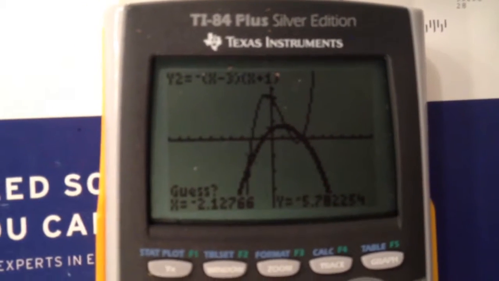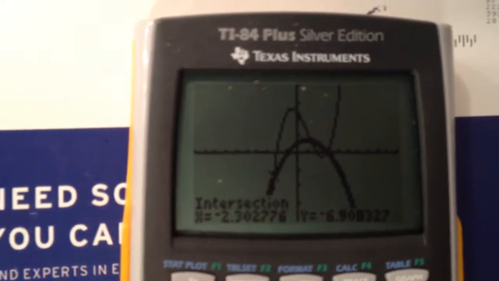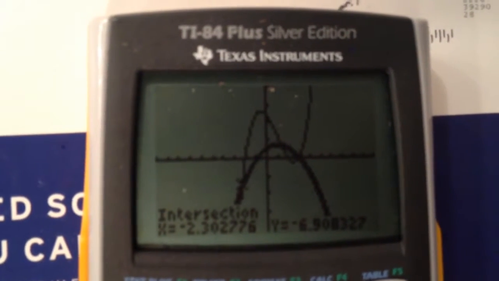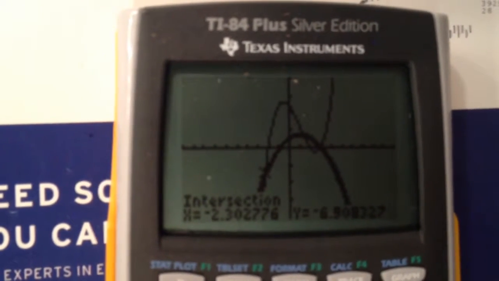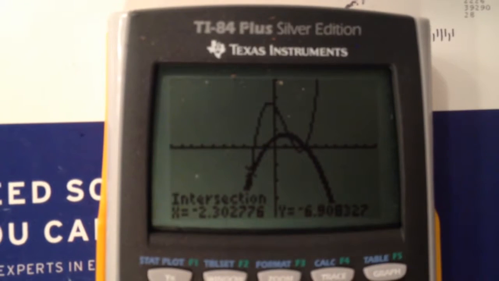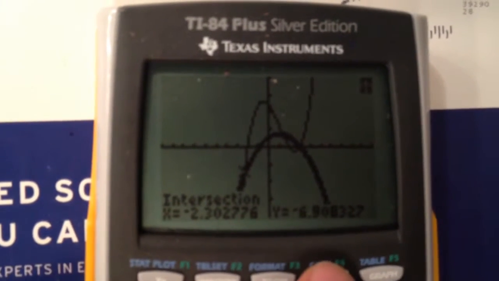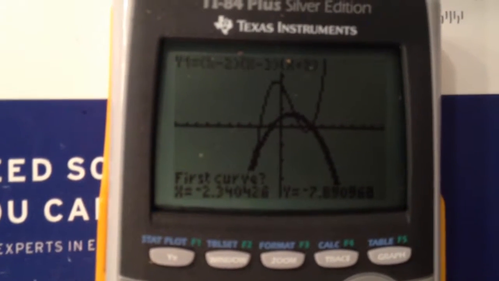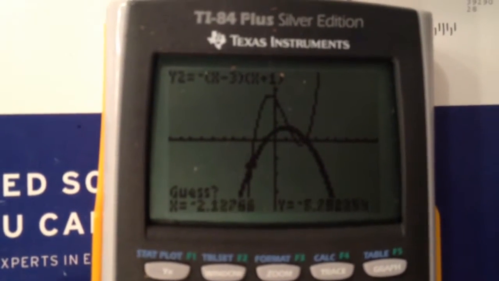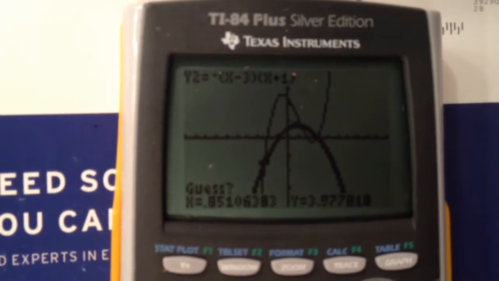So I'm roughly about right there. I hit enter, and it will think, and then tell me the intersection is negative 2.3 roughly and negative 6.91 roughly. So that's one of my intersections. And then I can do that again: second calc, 5 for intersect, and once again enter, enter, but this time I'm going to move it over a little bit and try to get that one in the middle.